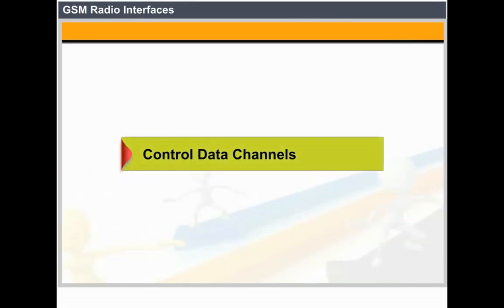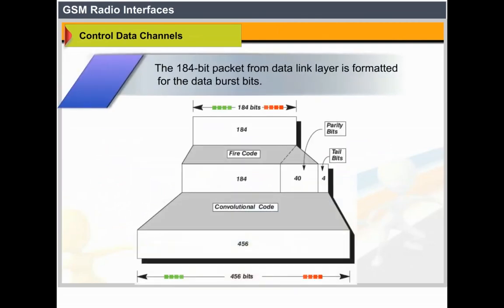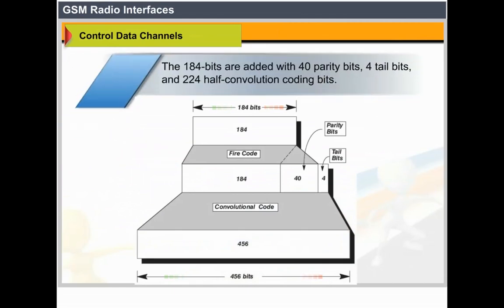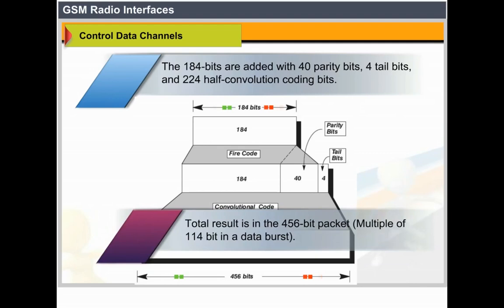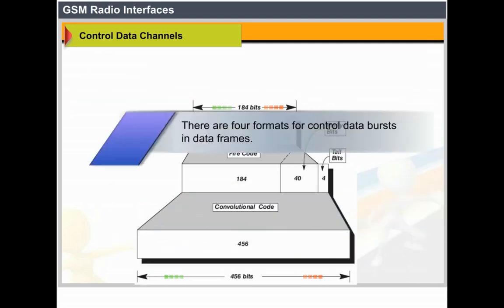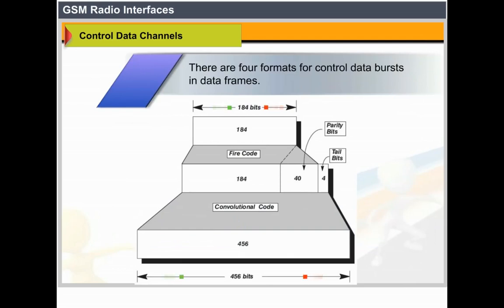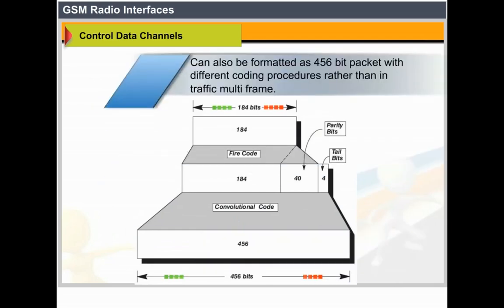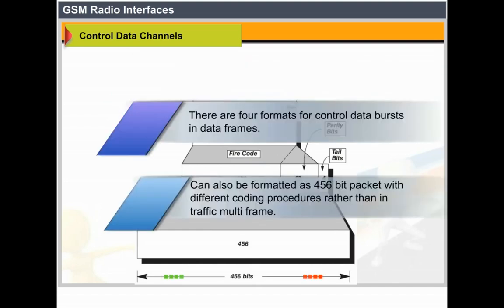Control data channels. The 184-bit packet from the data link layer is formatted for the data bus bits. The 184 bits are added with 40 parity bits, 4 tail bits and 224 half convolution coding bits. The total results in a 456-bit packet, a multiple of 114 bits in a data burst. There are 4 formats for the control data bus in data frames. It can also be formatted as a 456-bit packet with different coding procedures than in the traffic multi-frame.